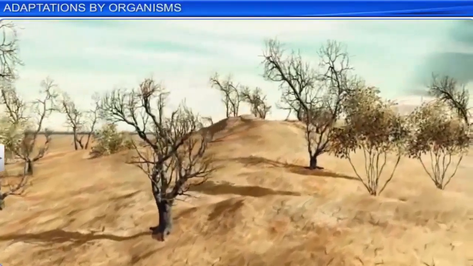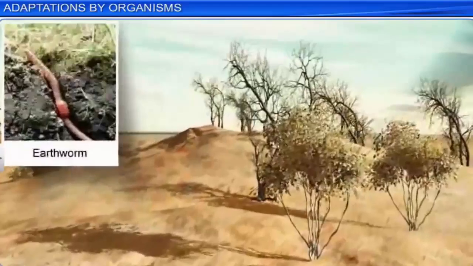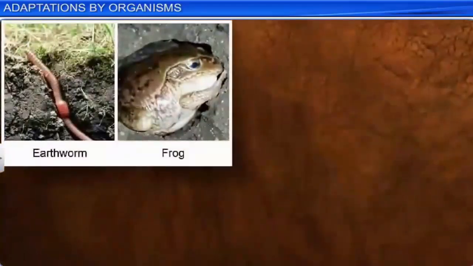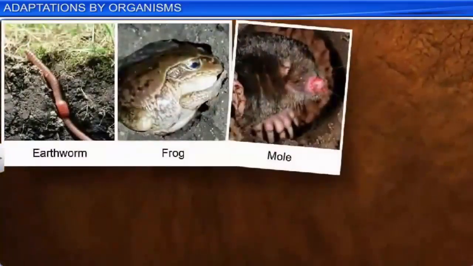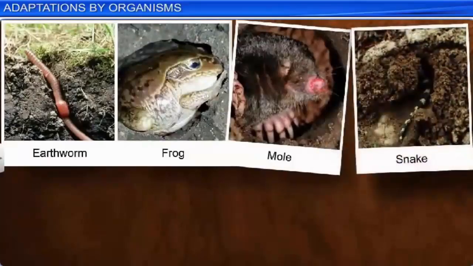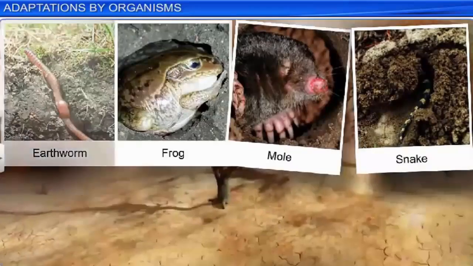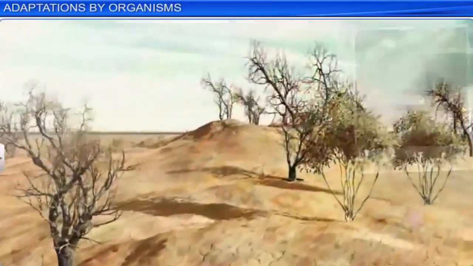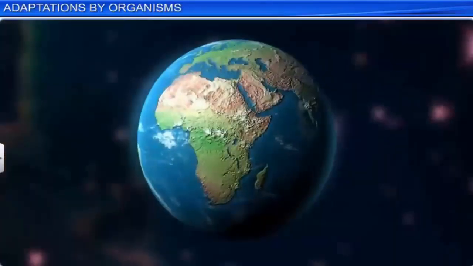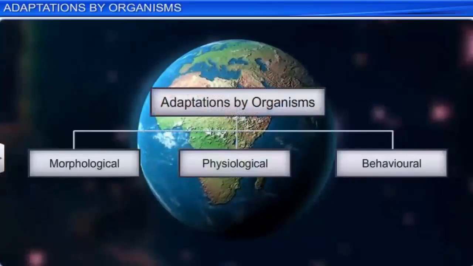Likewise, some organisms such as earthworms, frogs, moles, and snakes burrow into the soil to escape the above-ground heat. Therefore, these animals are rarely seen on the ground in scorching summers. In this way, to adapt to unfavorable conditions, organisms have undergone morphological, physiological, and behavioral changes.